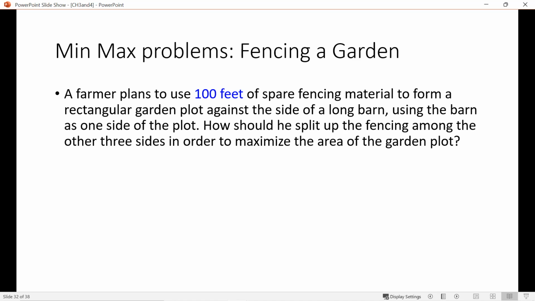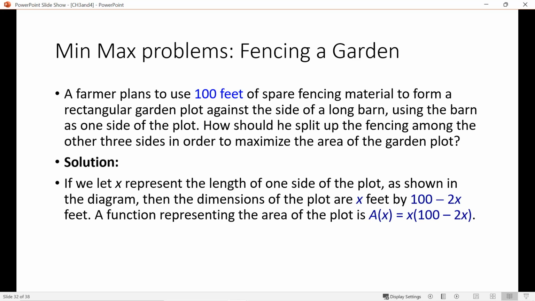So these are great when we have scenarios. When modeled, they are quadratic equations or quadratic functions, because we can either find the min or find the max to know kind of an ideal situation for ourselves. So in this case, a farmer plans to use 100 feet of fencing material to make a garden plot that he wants to make as a rectangle. Okay, no funny shapes. Along the side of a barn, he's going to use the barn as one side of the plot. How should he split up the fencing among the other 3 sides in order to maximize the area of the garden plot?